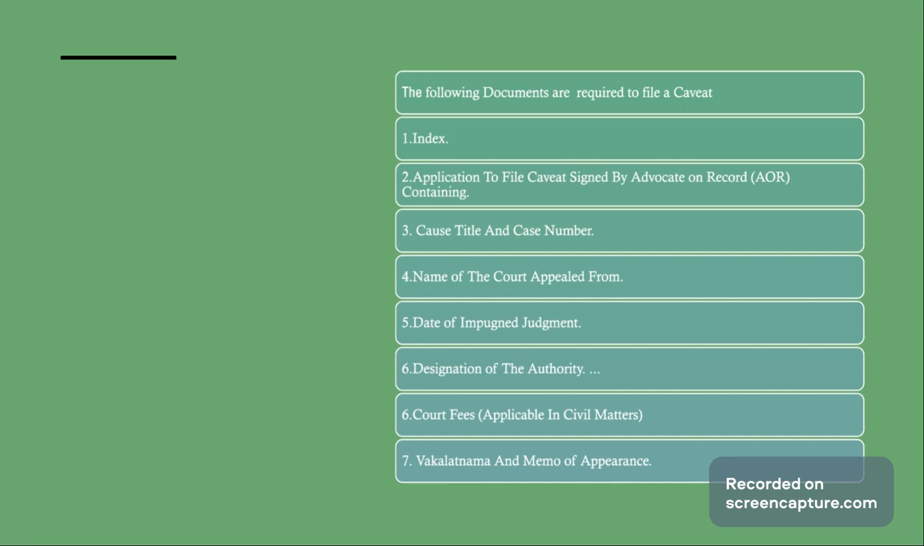For civil matters, it is applicable. And seventh, last but not least, the Vakalatnama and Memo of Appearance. The Vakalatnama and Memo of Appearance are very important for any of the petitions or cases. So these are the seven documents that are completed on record for filing a caveat.